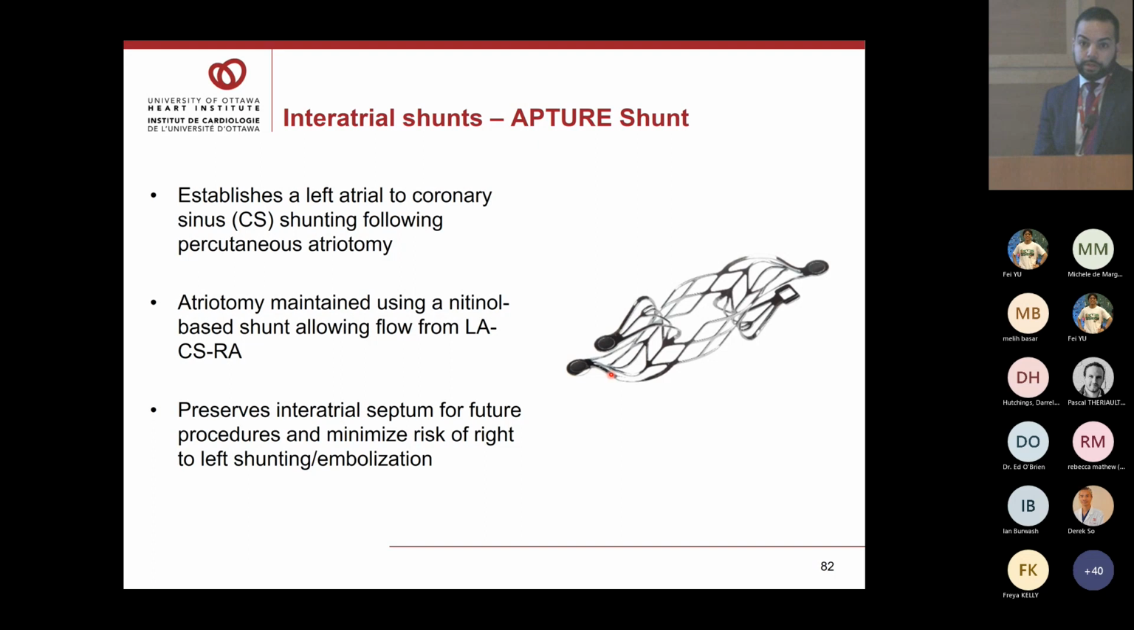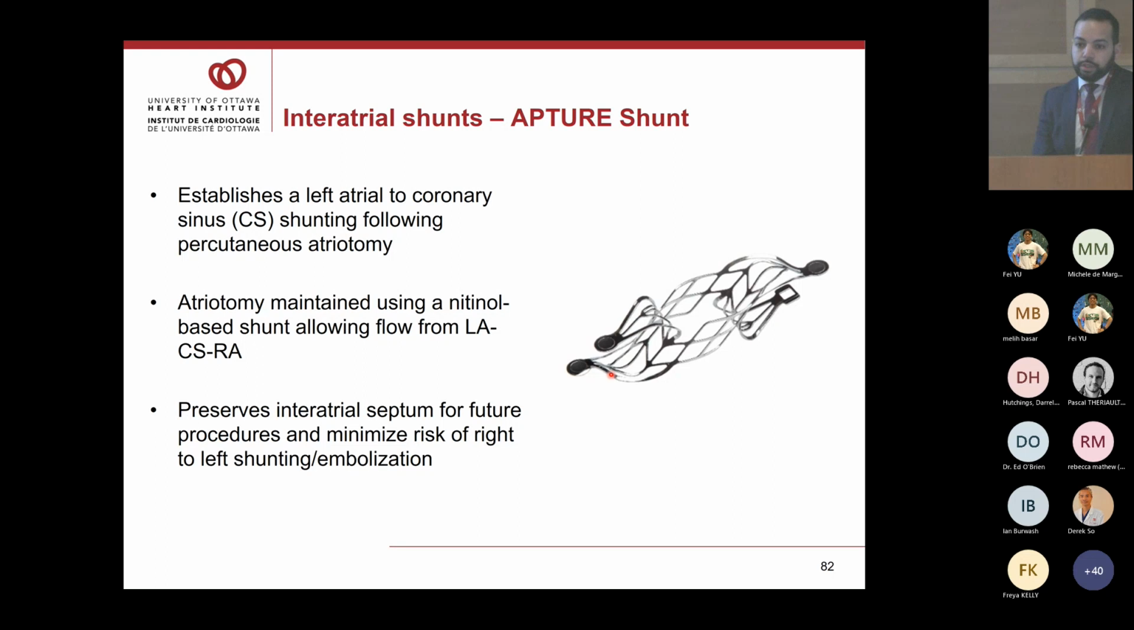And the idea is you offload your left atrium into your coronary sinus and then into your right atrium. And the proposed benefit is that it preserves the interatrial septum for future structural procedures that require the interatrial septum. There's also this idea that if you give somebody an ASD, you might have the sequelae of an ASD, so you might have elevated RA pressures and RV dilation. And the thought is that with this device, you might not get that.